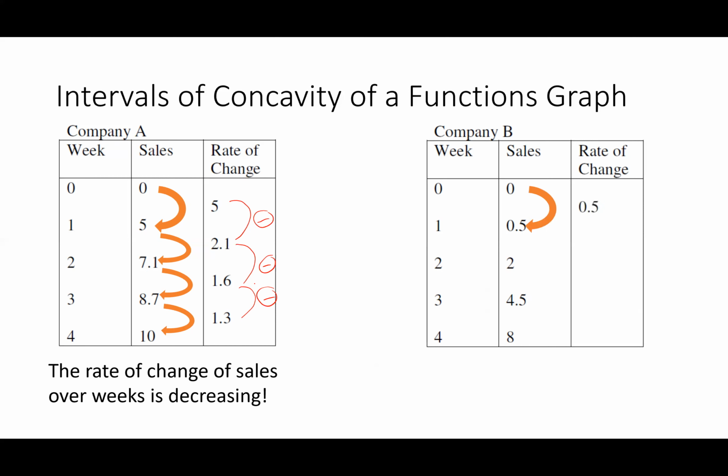Here, I'm going up by 0.5, now I'm going up by 1.5, now I'm going up by 2.5, now I'm going up by 3.5. What's happening here is my rate of change is increasing. It's getting bigger. I'm adding more to the investment as time goes on.